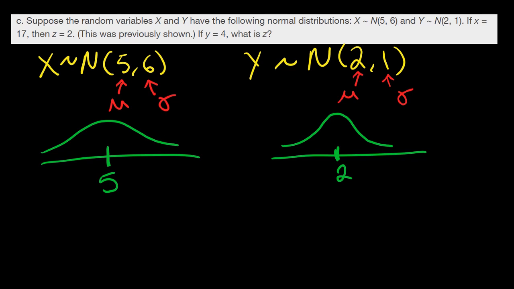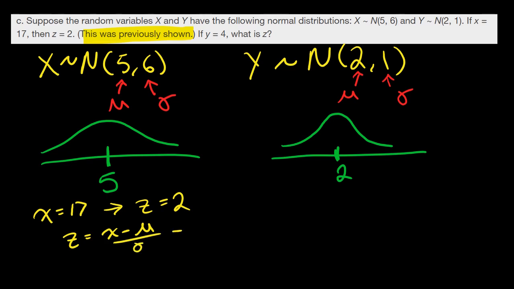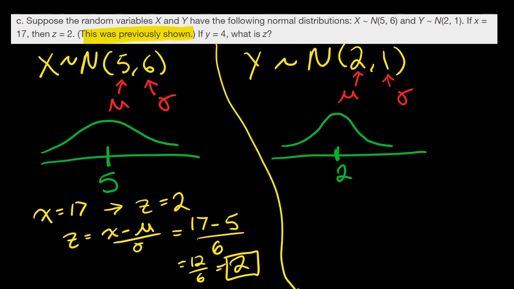If x equals 17, then z equals 2. They're saying that was previously shown, but I'll show it really quick. Z equals x minus mu over sigma. So 17 minus mu for x, which is 5, over sigma, which is 6. That's 12 over 6, which is 2. Great, we got z equals 2 as well. Now, if y equals 4, what is z?